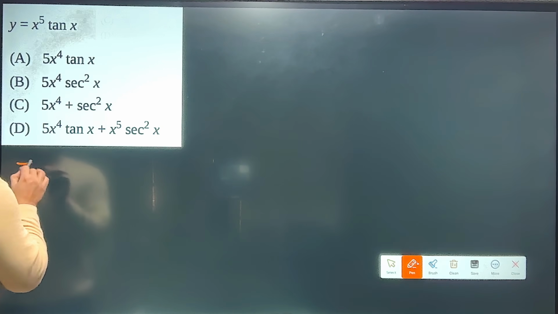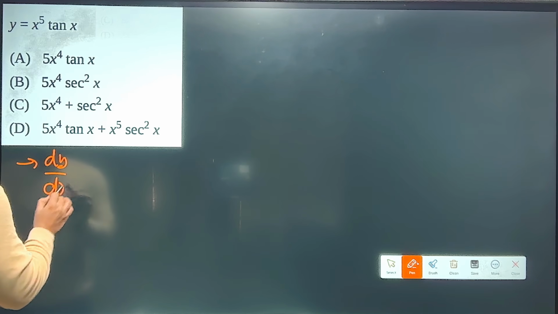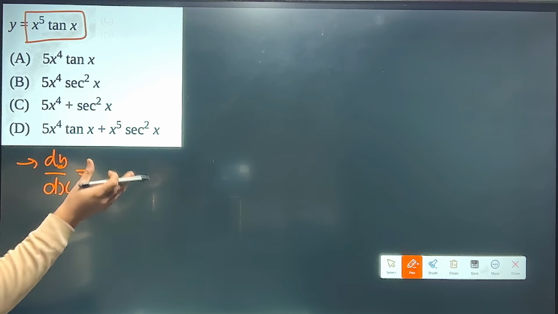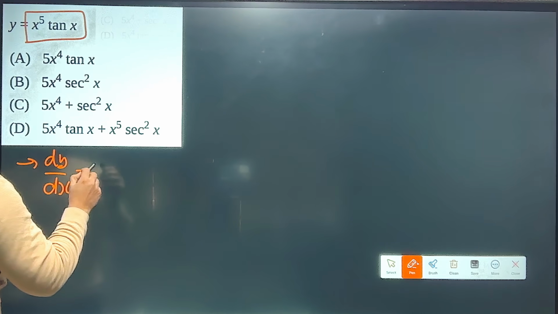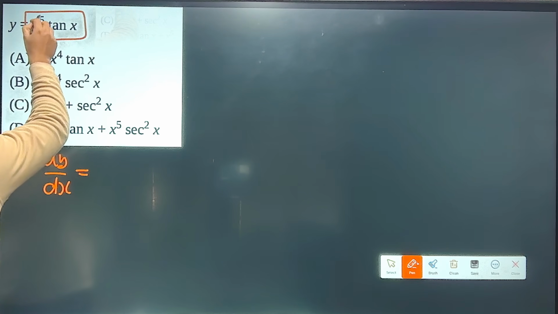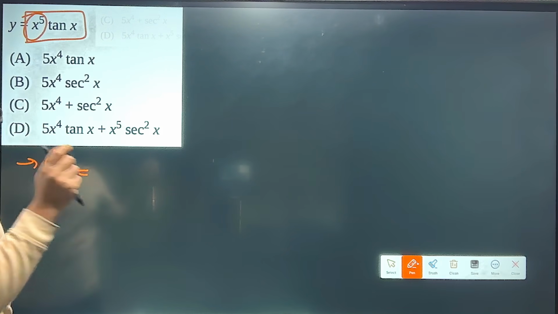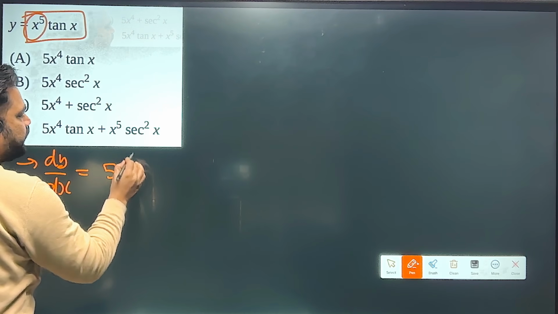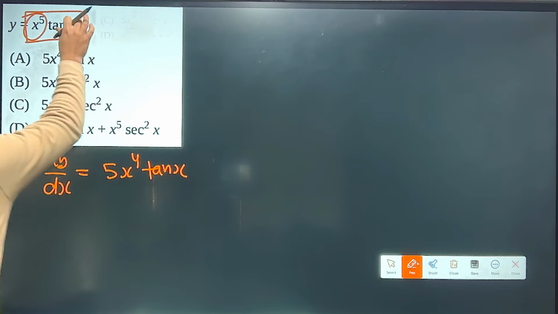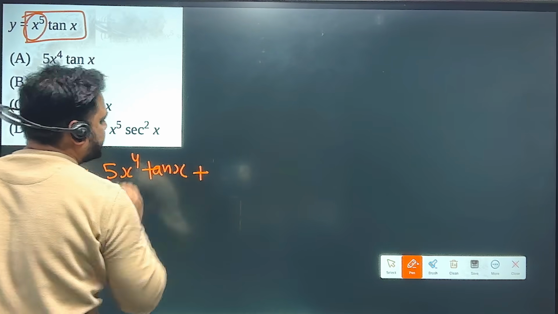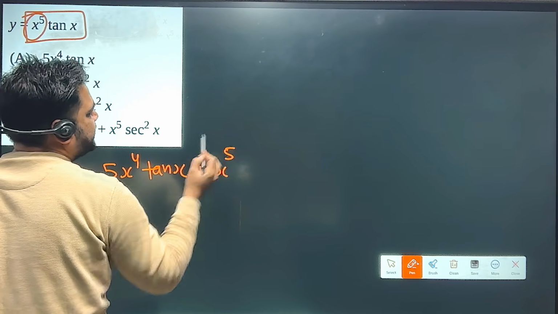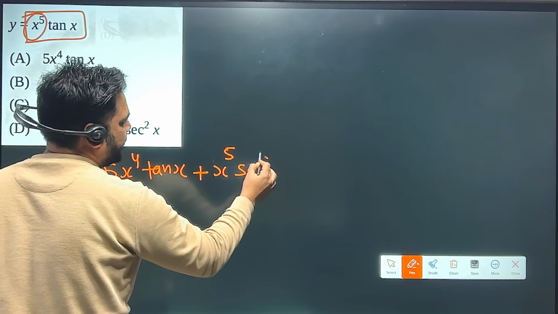So it is dy by dx. X power 5 and 10x, these are two functions which are multiplied. How to apply the product rule? First function, you do the derivative of one function and the other function will remain same. Suppose first function is x power 5. If we do its derivative, it will be 5x power 4. Power will come ahead and this is the derivative. Second function is the same, then plus. Now do the derivative of the second function, and the first function we will write same. Second function derivative is secant square. So this is the answer.